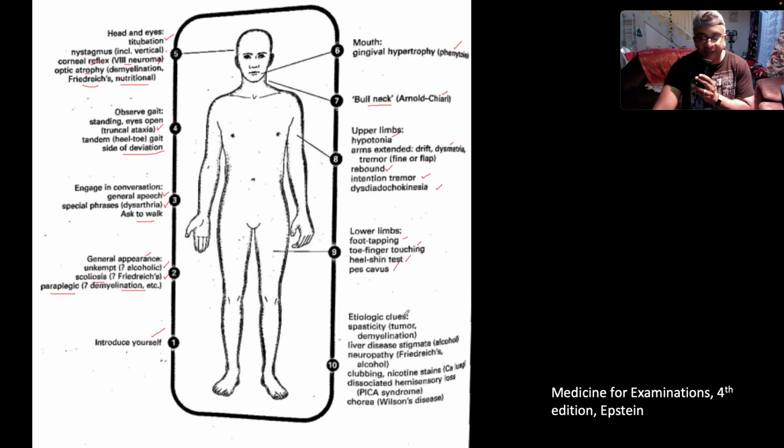Etiological clues: if there's spasticity, everybody, that could imply that there's a tumor or a demyelinating pathology present. If there's liver disease stigmata present, you can probably bet your bottom dollar this is an alcoholic. If there's neuropathy, you're thinking Friedreich's ataxia or alcohol, because alcohol can also cause a peripheral neuropathy. Clubbing or nicotine staining, you're thinking about carcinoma of the lung. Dissociated hemisensory loss, you're thinking about the posterior inferior cerebellar artery syndrome, the PICA syndrome. Not pica when it comes to iron deficiency. This is PICA in terms of the artery. And chorea, there could be underlying Wilson's disease, right?